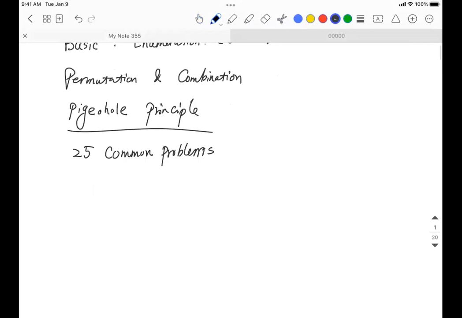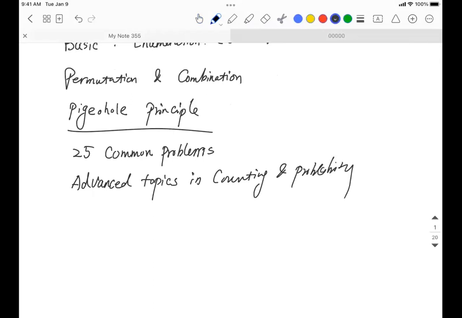And then moving forward, we're going to use some lectures talking about some advanced topics in counting and probability. These are some complicated, more challenging problems from all over the place.